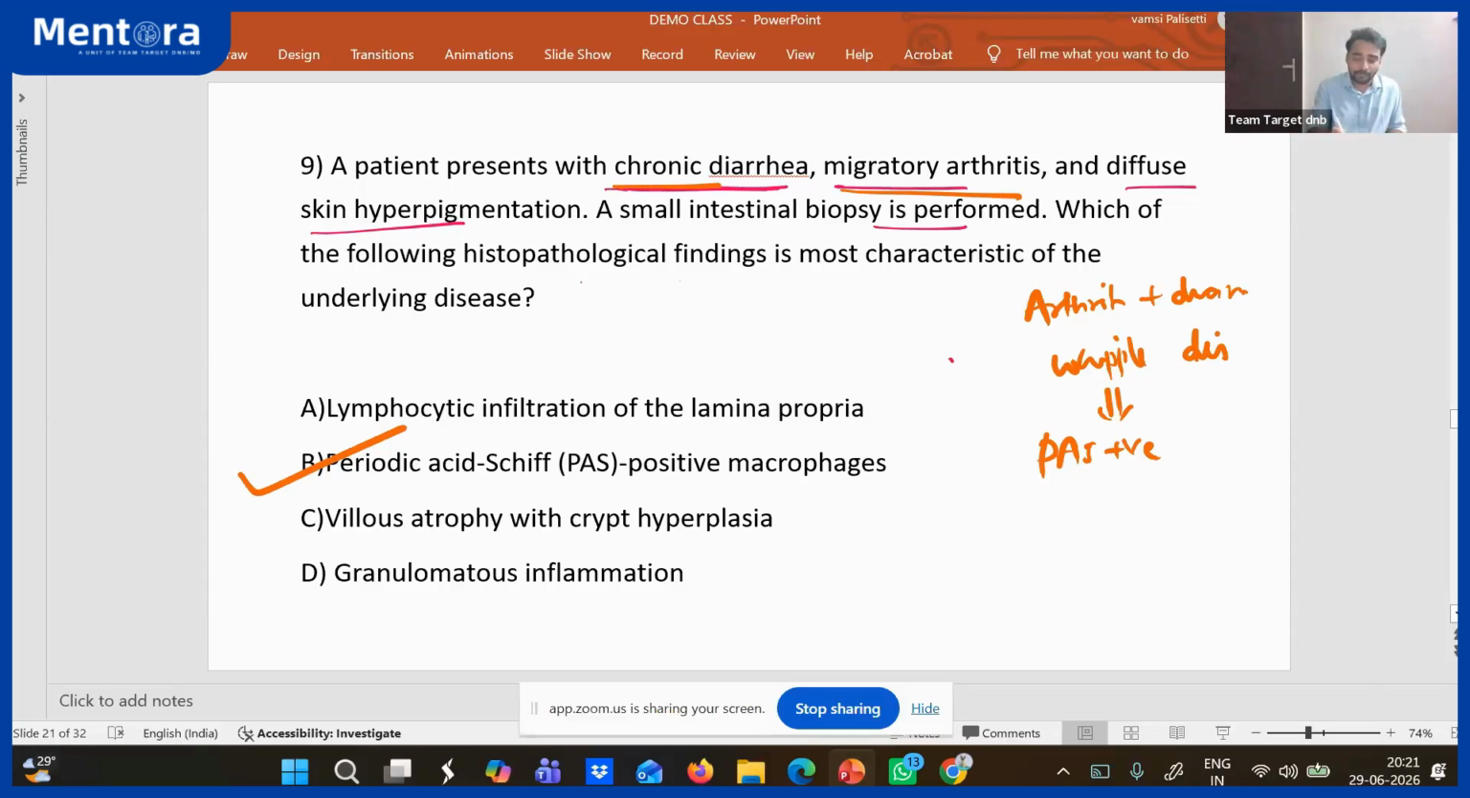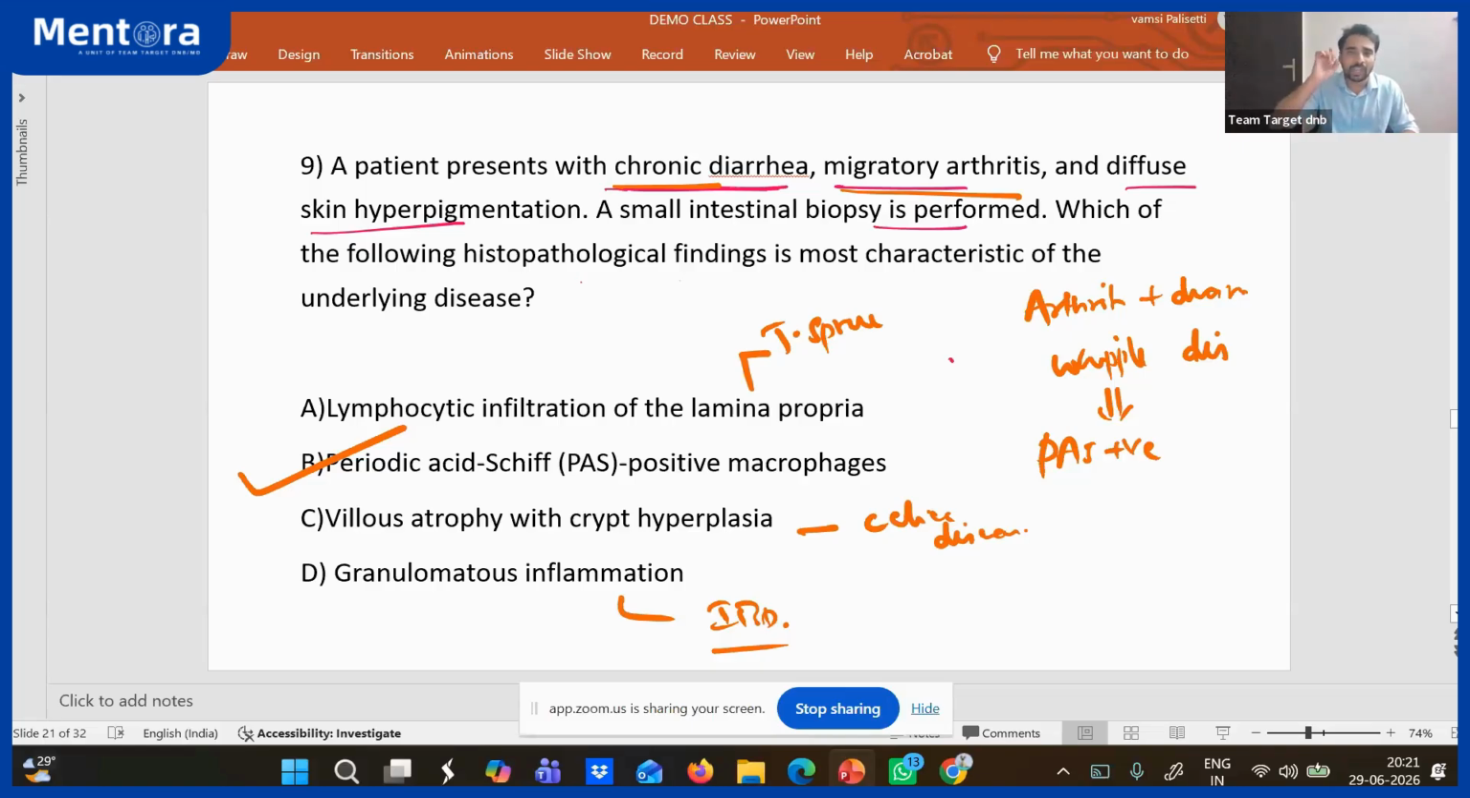So what is this one? Lymphocytic infiltration of the lamina propria is seen in tropical sprue. Villus atrophy is seen in celiac disease. And granulomas are seen in inflammatory bowel disease. And our diagnosis is periodic acid-Schiff positive macrophages because it's Whipple disease. Simple. Any doubts? It's an examiner's favorite question because we usually neglect these topics in theory, and we see fewer such patients in the OPD, so that's why they ask this type of question.